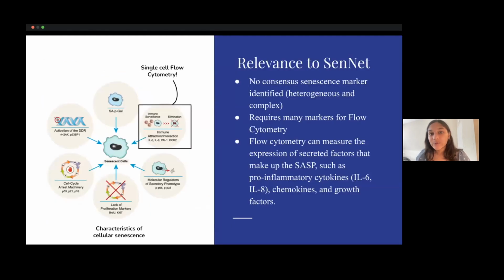Okay, now that you know what flow cytometry is, senescent cells have different characteristics, and one of them includes immune interaction and attraction. This is relevant to flow cytometry because this field is still growing and there is no consensus senescent cell marker identified yet, which means we need multiple, making our data heterogeneous and complex. This may require a lot of flow cytometry markers, and this could include IL-6, IL-8, PAI-1, DCR2, and different factors.